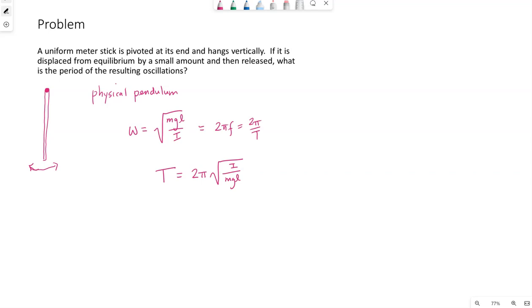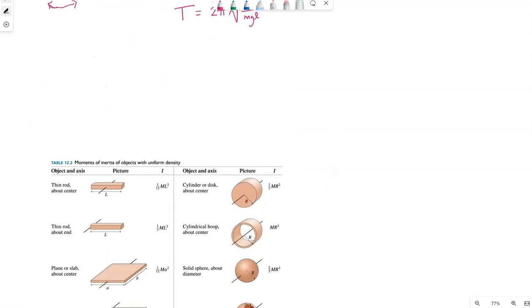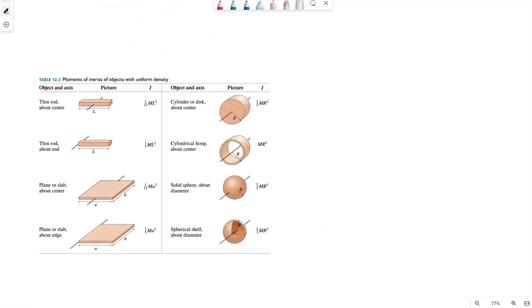Okay. So I is the moment of inertia, also called rotational inertia. I will provide the table or the equation. I've copied the table in here. Now, a meter stick is most closely a thin rod. So we need to decide which of these thin rod equations we want to use. We know this meter stick is going to rotate around its end, so we want to use the 1/3 ml squared for I.